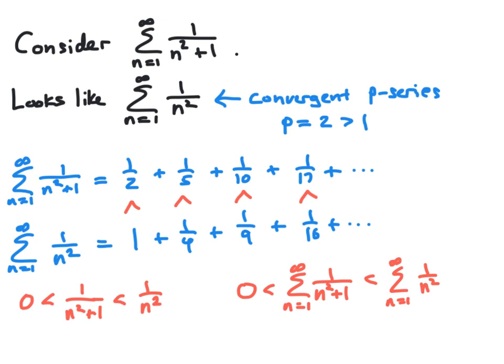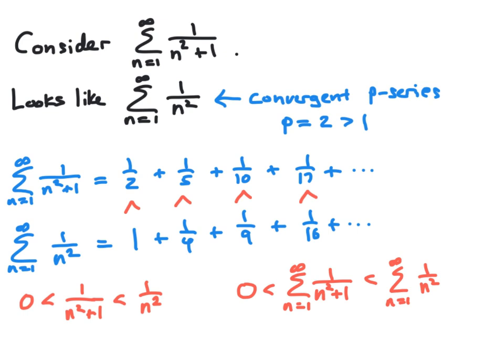And again, that is because each of the terms of the first series are smaller than the second, and therefore each of the partial sums of the first series will be smaller than the partial sums of the second, and therefore the limit of the partial sums of the first will be smaller than the limit of the partial sums of the second. And that's exactly what we have written here.